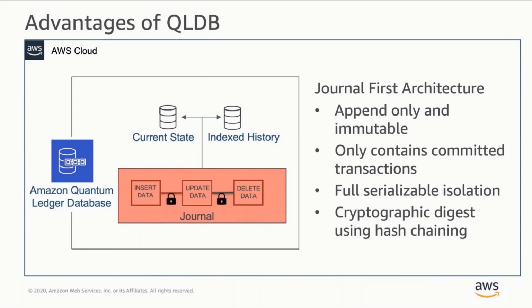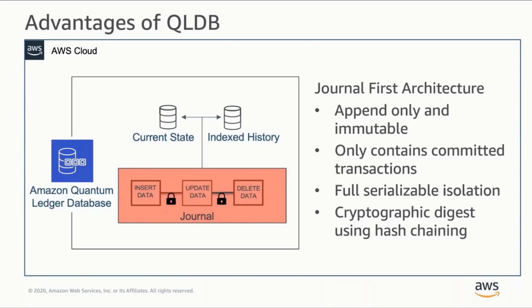However, in these implementations, the transaction log or the journal is hidden away from the developer. QLDB adopts a journal-first architecture where the journal is treated as a first-class citizen, it's externalized, and it's append-only and immutable. No record can be updated without going through the journal first. The journal itself only contains committed transactions, and so it's not concerned with handling rollbacks.